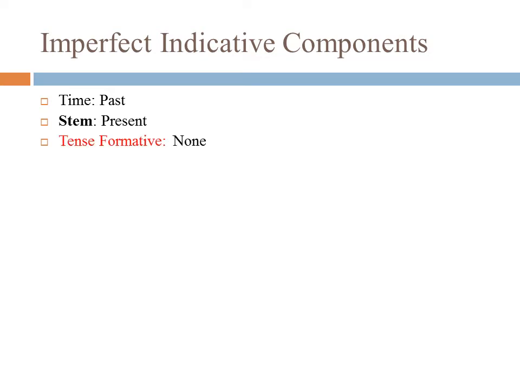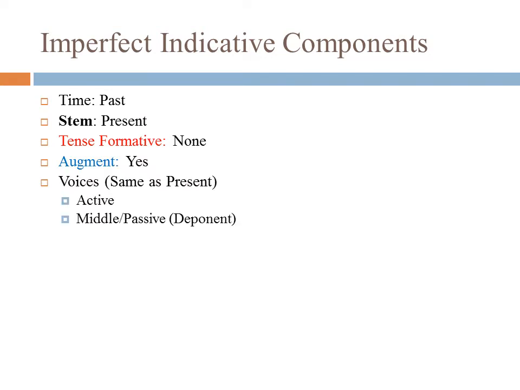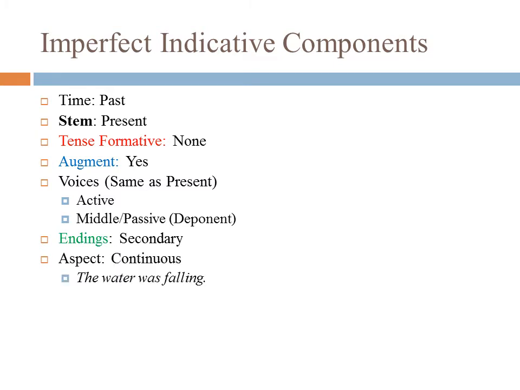There is no tense formative. There is an augment, one of the signs of a past tense. The voices are identical to the present. The present is actually the mirror of the imperfect. So the voices in the present are active and middle passive. So are they in the imperfect, active and middle passive. So the passive in the imperfect, like the present, is taken with middle endings. The endings are secondary; augment and secondary endings comprise past tenses.